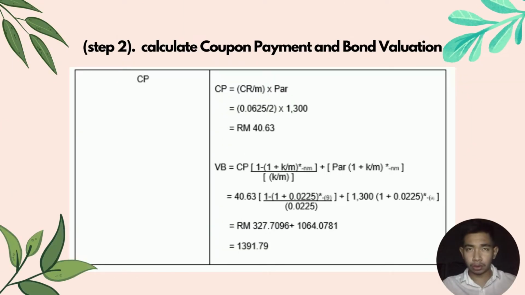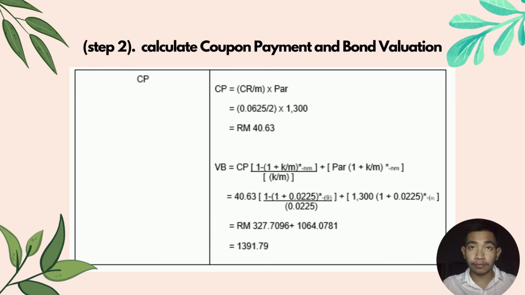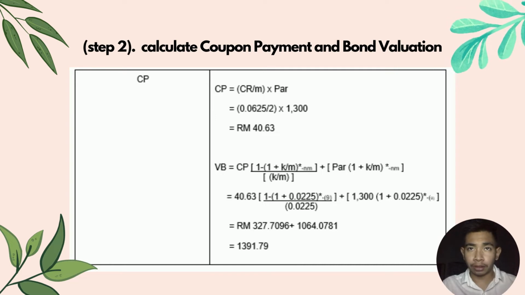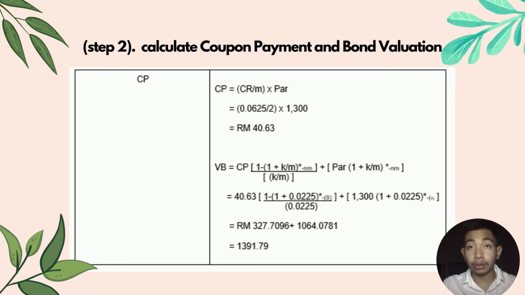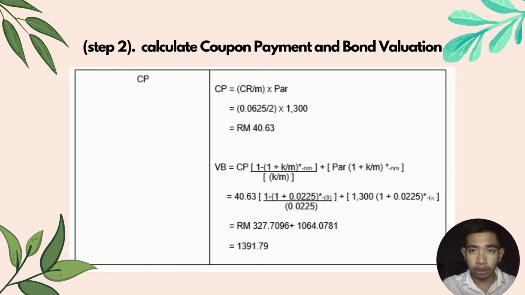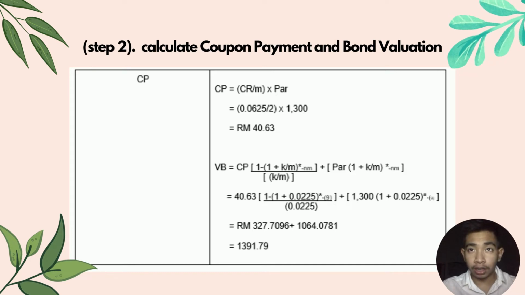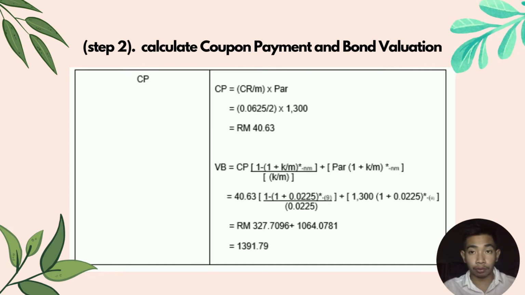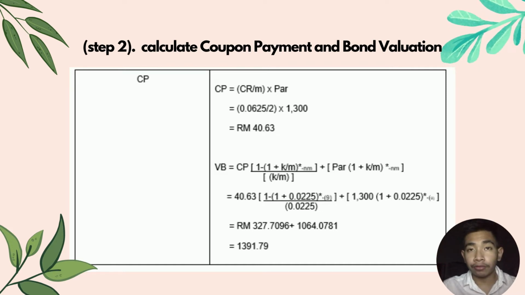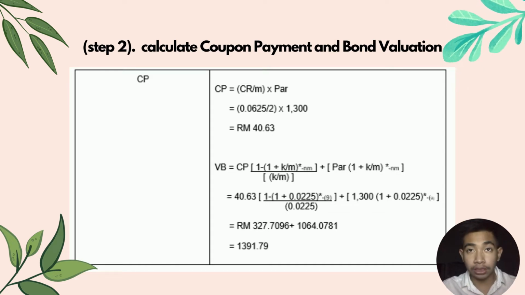For step 2, we need to calculate the coupon payment and also the bond valuation. We first find the coupon payment with the formula CR divided by M times par value, and we will get 40 ringgit and 63 cent. Next, for the bond valuation, we put in the formula we have learned from the classroom, and put in the values which we extracted. For the bond valuation, we will get 1,391.79.